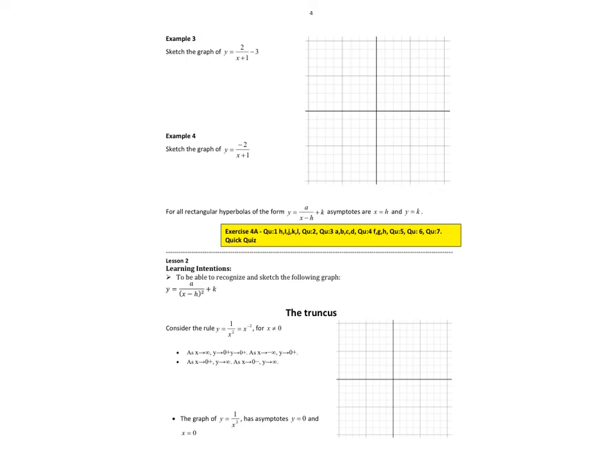Again, first things first, plus 1. So my vertical asymptote, it's left 1 unit, isn't it? So it's at x equals negative 1. That negative 3 there shifts everything down 3 units. So the horizontal one is at y equals negative 3, and the vertical is at x equals negative 1. Sorry, boys, I'm messing this up. So the graph has been moved to the left 1 unit, x equals negative 1, and it's been shifted 3 down.